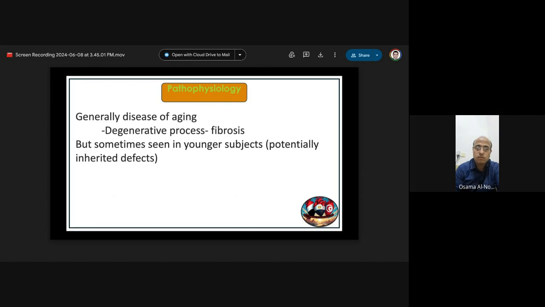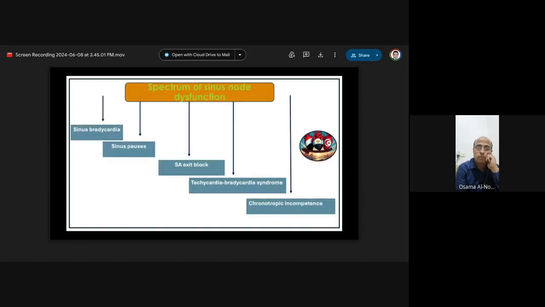When we regard pathophysiology, sinus node dysfunction is most commonly a disease of aging involving degenerative fibrosis of the conduction system, but sometimes sinus node dysfunction can be seen in younger patients, and this is mostly in the context of certain inherited or genetic conditions. Sinus node dysfunction covers different clinical presentations like sinus bradycardia, sinus pause, sinoatrial exit block, manifestation of tachycardia-bradycardia syndrome, and chronotropic incompetence.